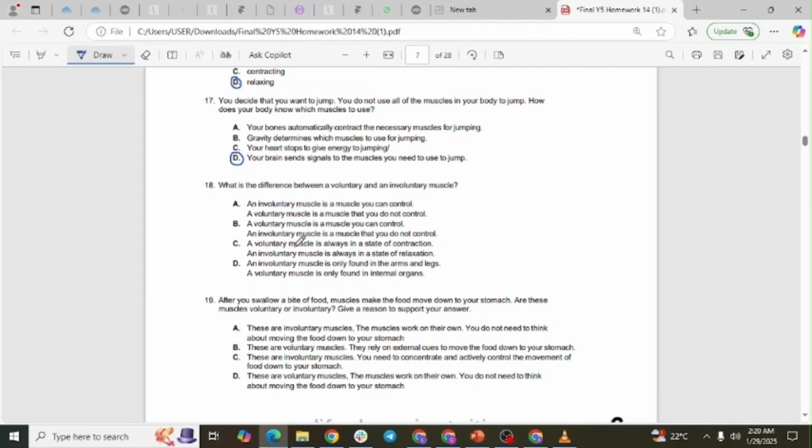Answer: B. A voluntary muscle is a muscle you can control. An involuntary muscle is a muscle that you do not control. Explanation: voluntary muscles, such as those in your arms and legs, move when you decide to move them. Involuntary muscles, like your heart muscle, work automatically without conscious effort.